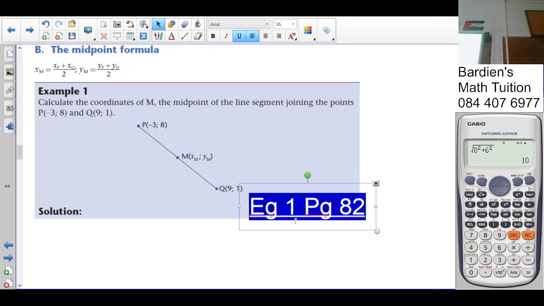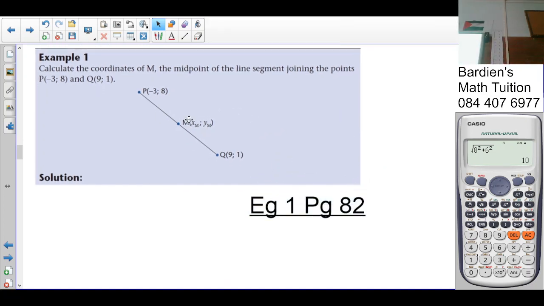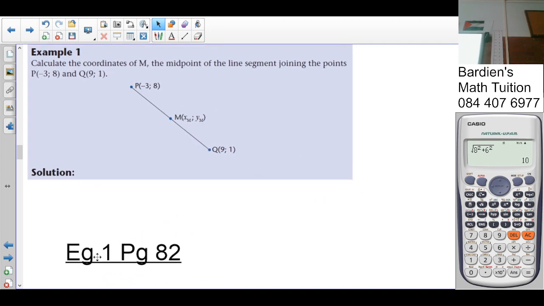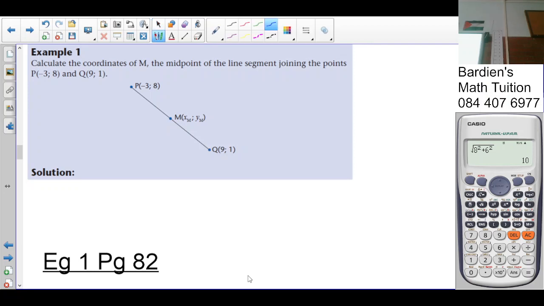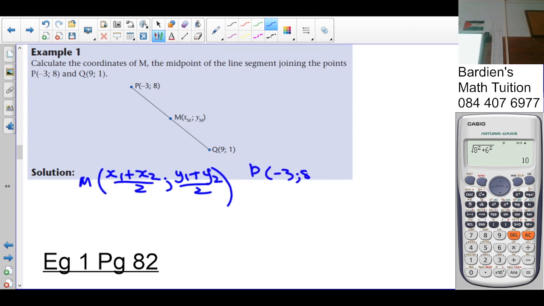So example 1 on page 82, the midpoint. We are told to calculate the coordinates of M, the midpoint of the line segment. So we start off by saying the formula. The midpoint is going to be (x1 plus x2) over 2, (y1 plus y2) over 2. If P is negative 3 and 8, and Q is 9 and 1, M is the midpoint. So if that is x1, y1, this will be x2, y2.